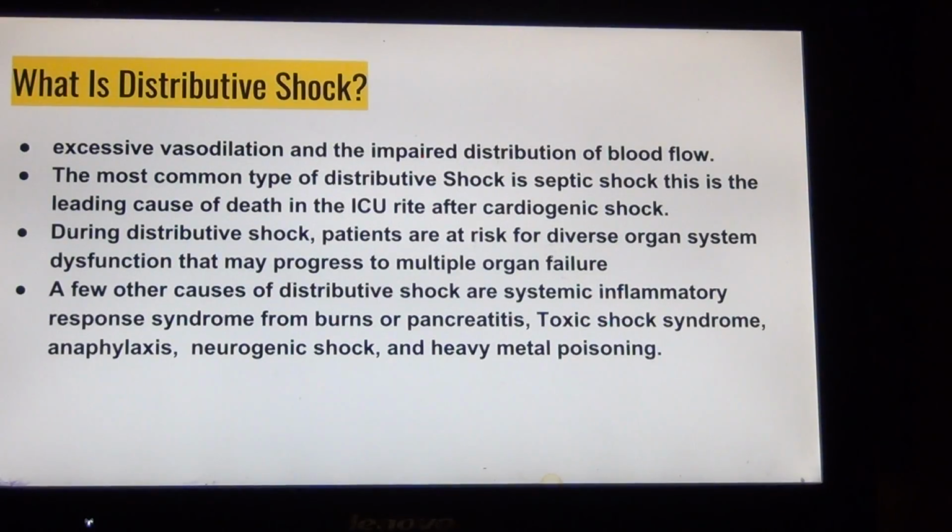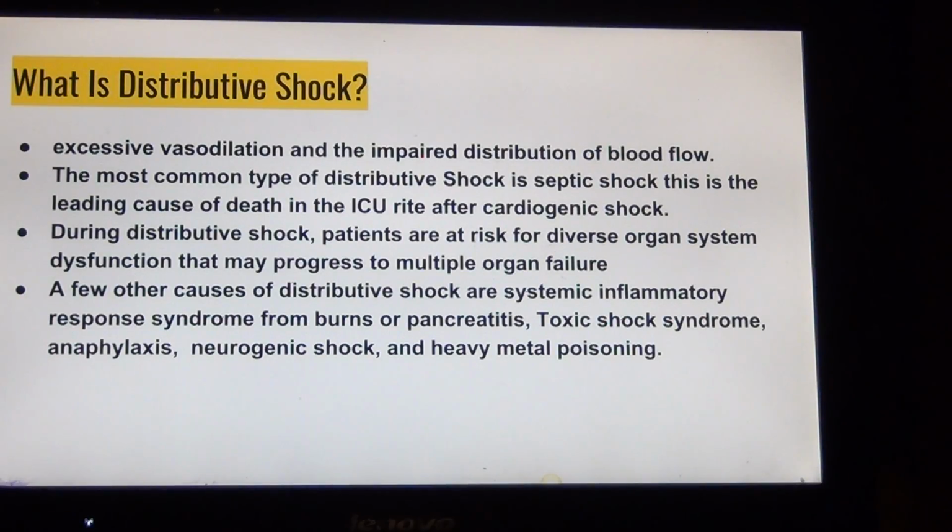What is distributive shock? Excessive vasodilation and the impaired distribution of blood flow. The most common type of distributive shock is septic shock. This is the leading cause of death in the ICUs right after cardiogenic shock. During distributive shock, patients are at risk for diverse organ system dysfunctions that may progress into multiple organ failure.